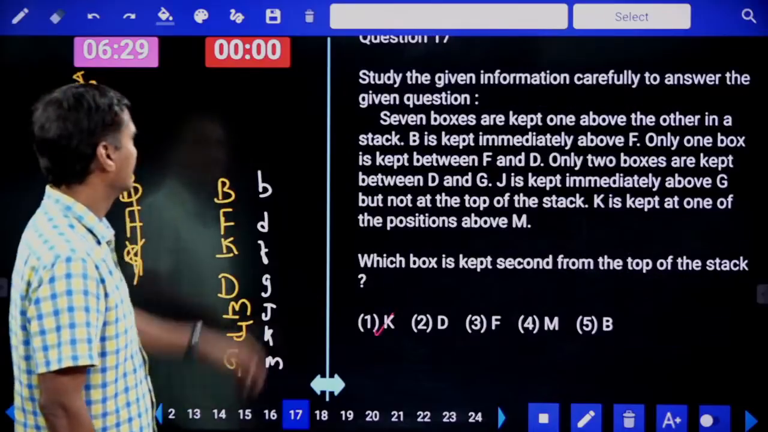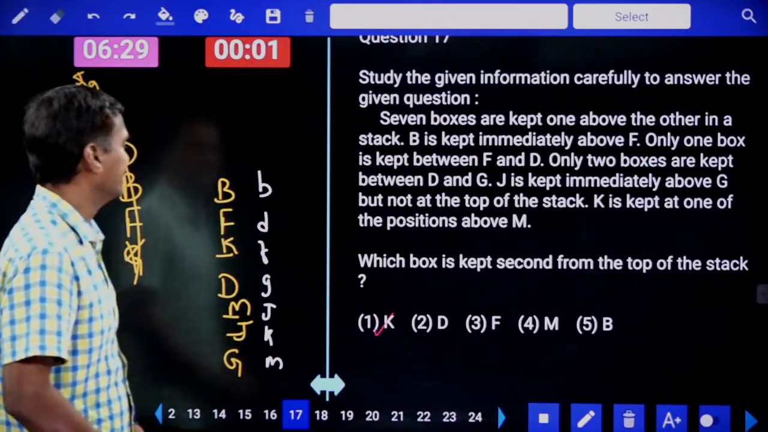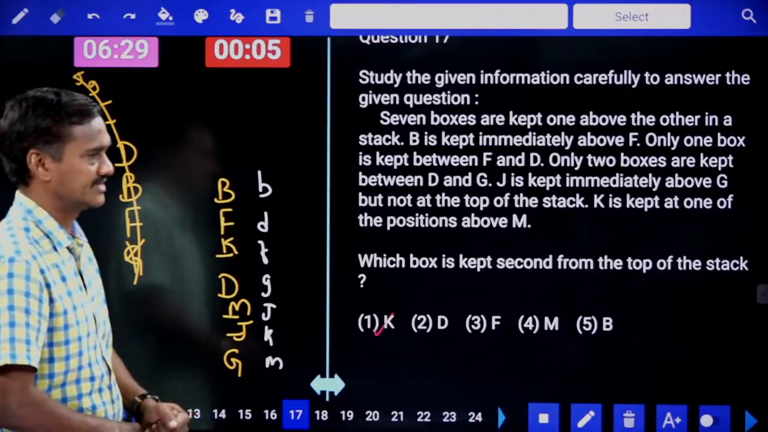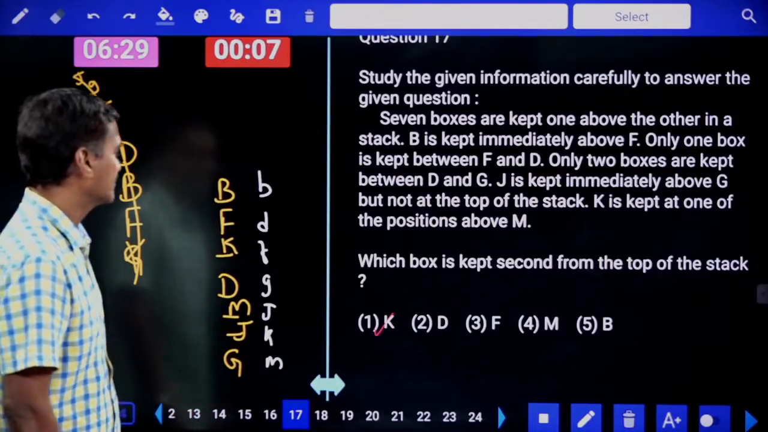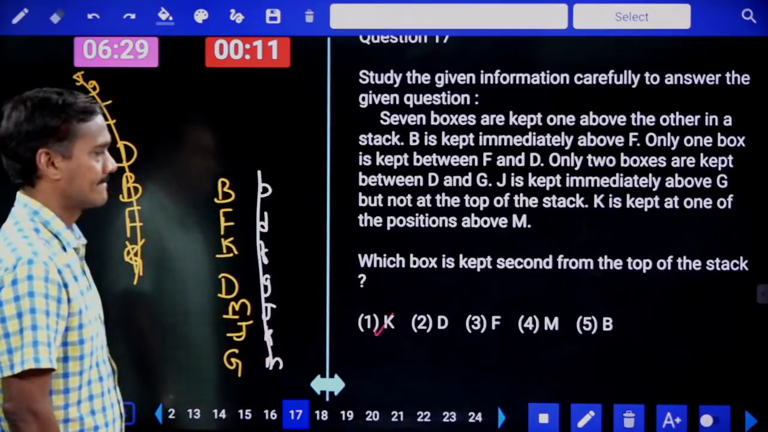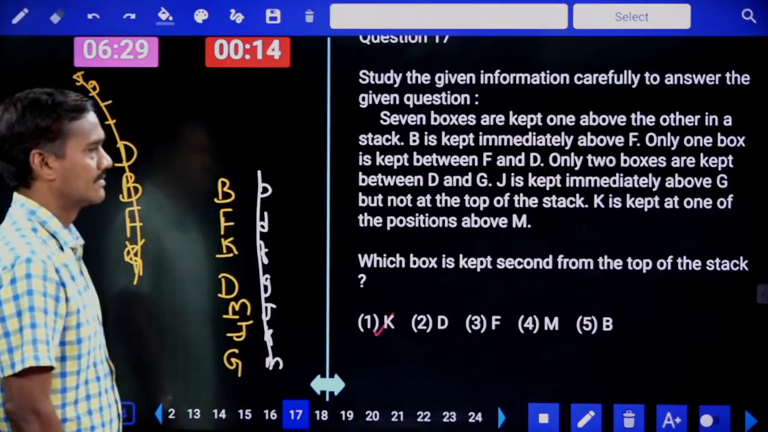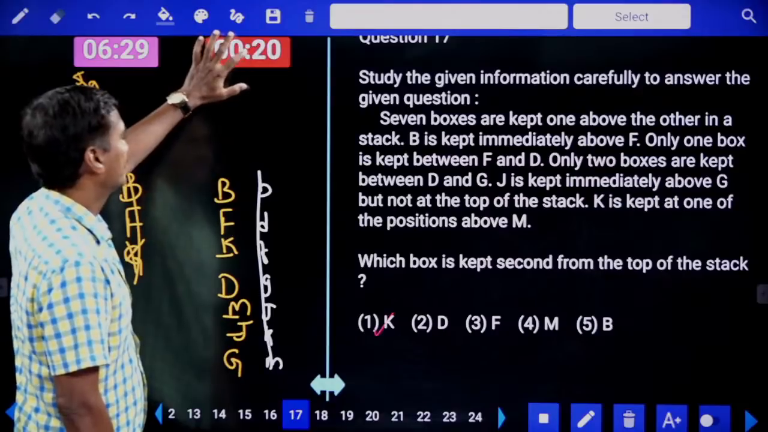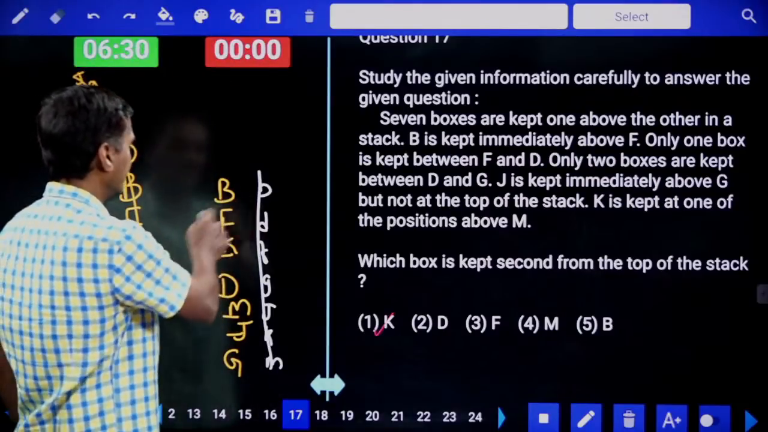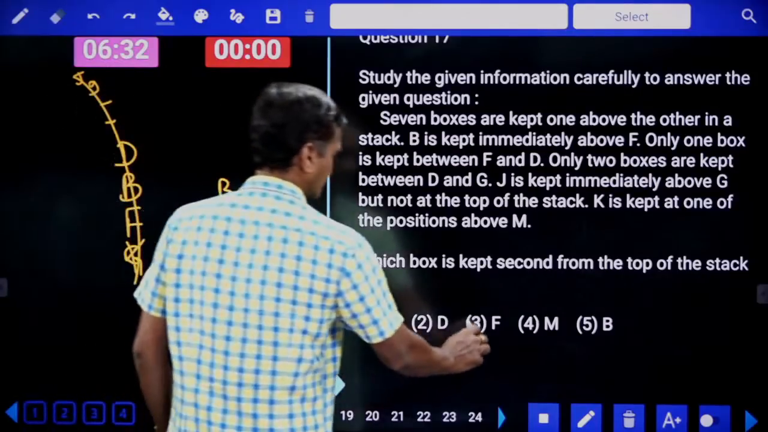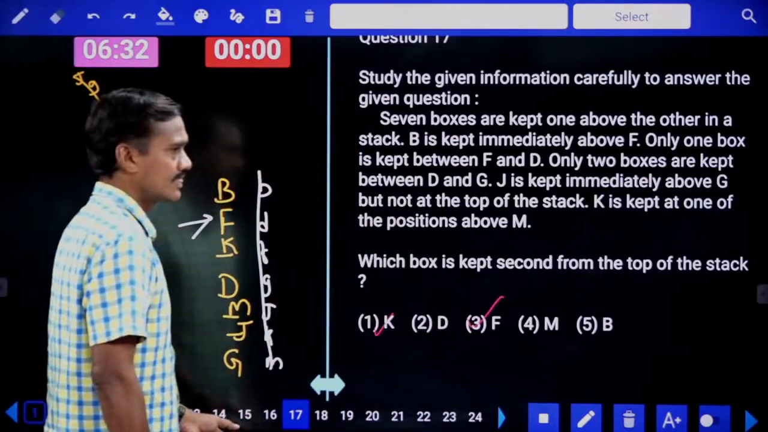Then 17th one. Now in this question number 17, which box is kept second from the top of the stack? Tell me what is your answer in this case. Which is second from the top. Now tell me which box is second from the top here. F is second from the top. That is choice 3. Question number 17, it is choice 3.